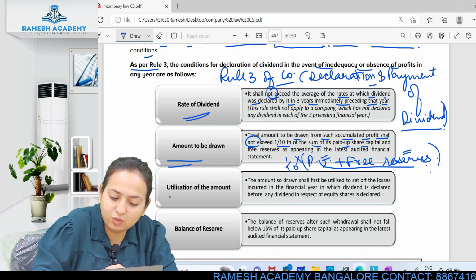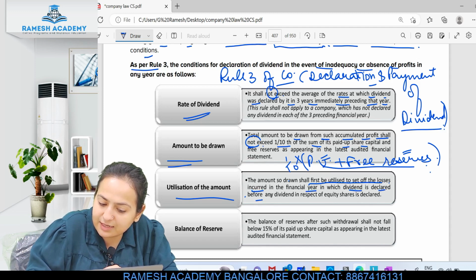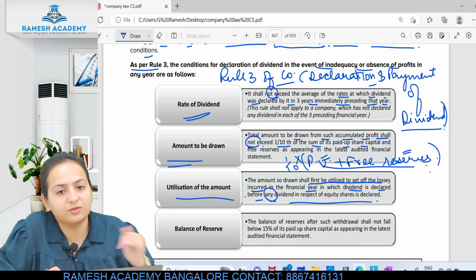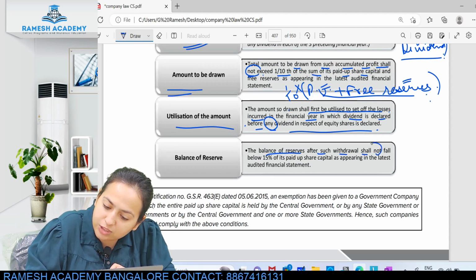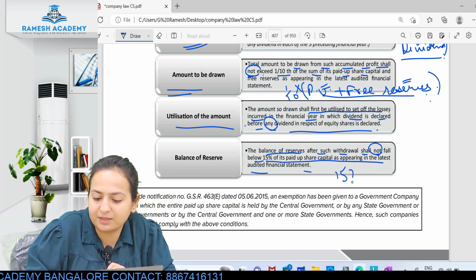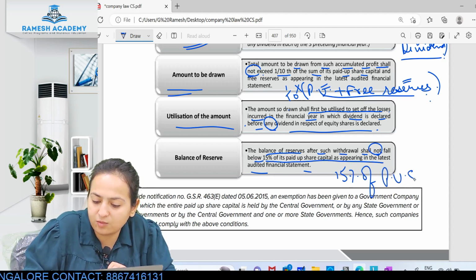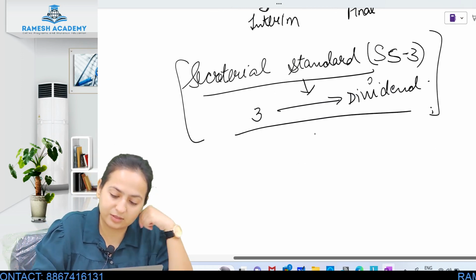Then is utilization of the amount. The amounts drawn shall first be utilized to set off the losses, before any dividend is declared. So before the dividend is declared, set off the losses. The balance in reserves after such withdrawal shall not fall below 15% of the paid up share capital as appearing in the latest balance sheet. So what is written here? 4 conditions. Write down in table form.